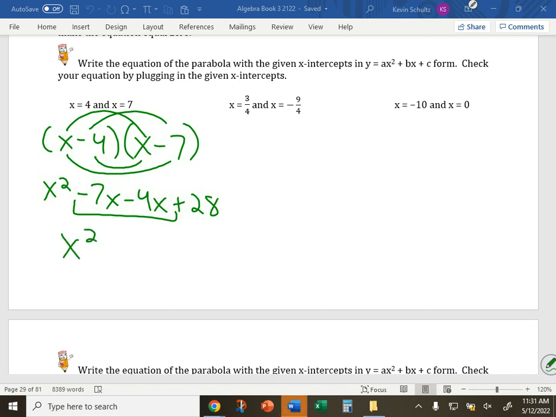-7x minus 4x is -11x. And here's our original quadratic equation. Y equals x squared minus 11x plus 48. Right. Questions on that?